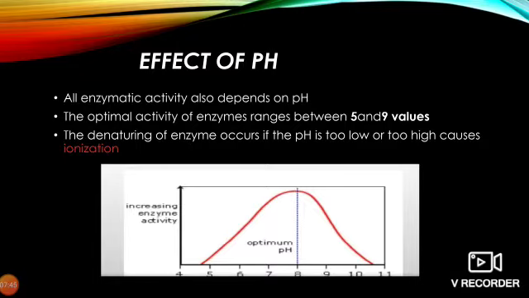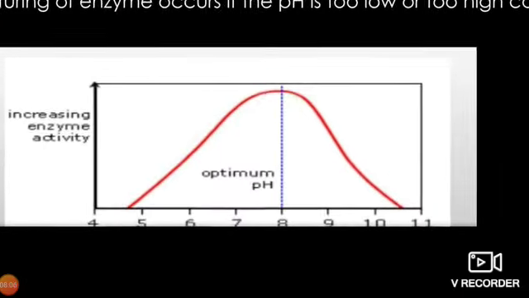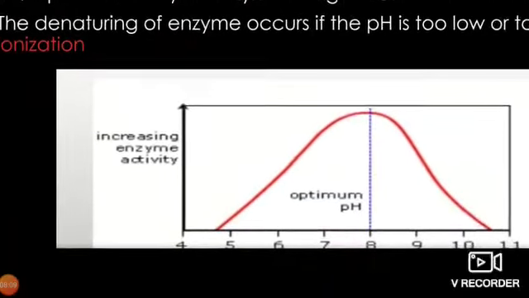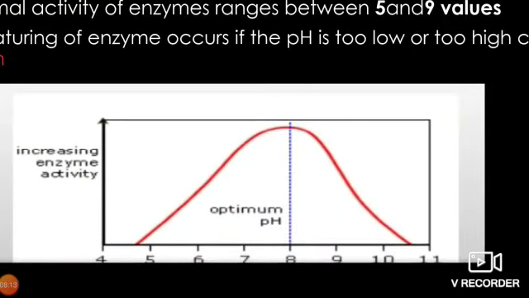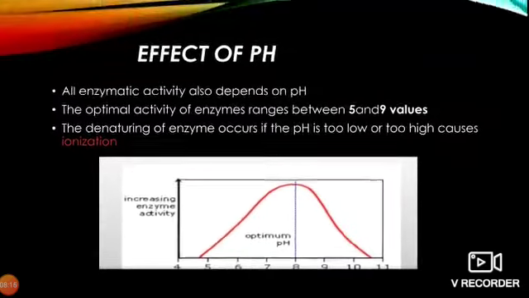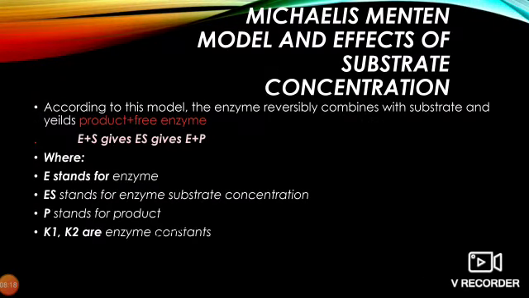Now next is about the effect of pH. All enzymatic activity also depends on pH. The optimal activity of enzymes ranges between pH values of 5 and 9. The denaturing of enzymes occurs if the pH is too low or too high, which causes ionization. For example, in the given image, enzymatic activity increases when the pH is between 5 and 9, while when it is too low or high it causes ionization.